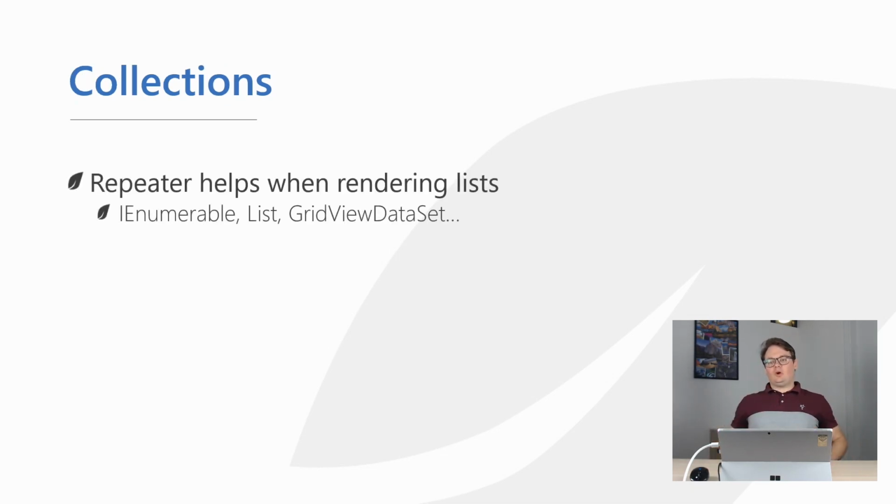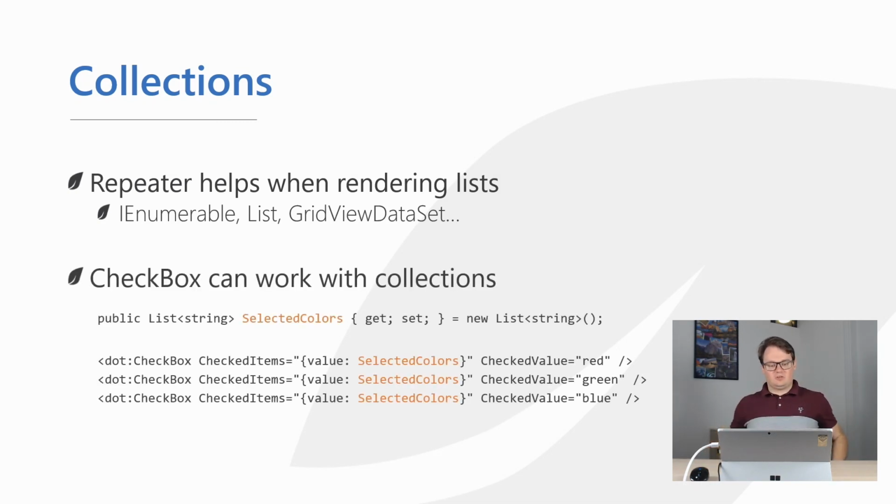If you want to work with collections in the view model, we have some controls for it. You have seen already the GridView and GridViewDataSet. You can also use just IEnumerable or lists, so the classic .NET collections. Also, the checkbox control has a nice feature for working with collections. Very often in my web apps, I needed a collection of checkboxes to just select multiple IDs. For example, I had a list of countries somewhere and I wanted to let the user select countries he has visited or something like that.